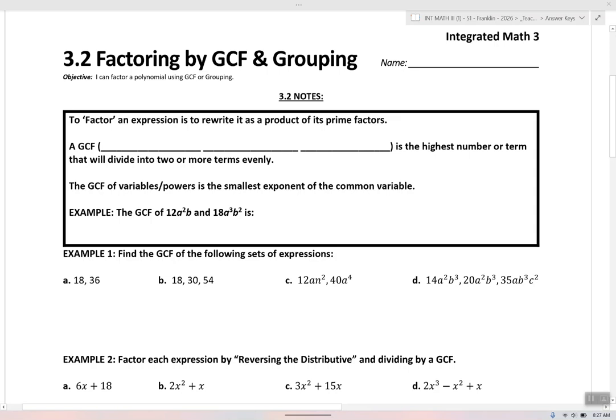In these 3.2 notes, we're going to look at factoring a polynomial using greatest common factor, GCF, and grouping. These are two methods that you can use to factor a polynomial, potentially. Remember, to factor something is to rewrite the expression as a product of its prime factors, and this can be numbers or expressions.